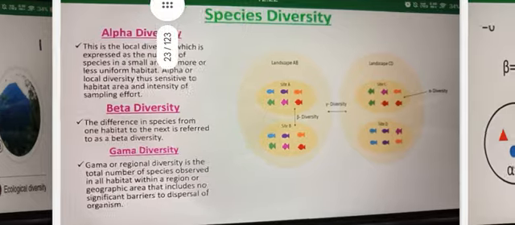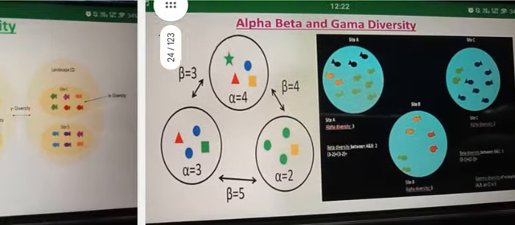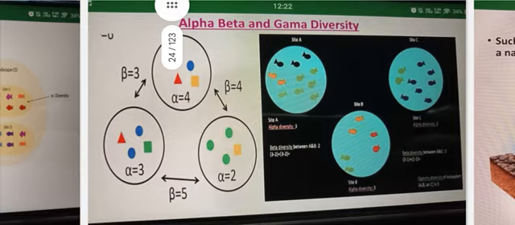Here you can see a depiction of landscape AB and landscape CD, site A, site B, site C, site D. So alpha diversity within site C, site B, beta diversity between site A and site B, gamma diversity between these two landscapes, landscape AB and landscape CD. In between them, we could see gamma diversity, alpha diversity, and beta diversity.